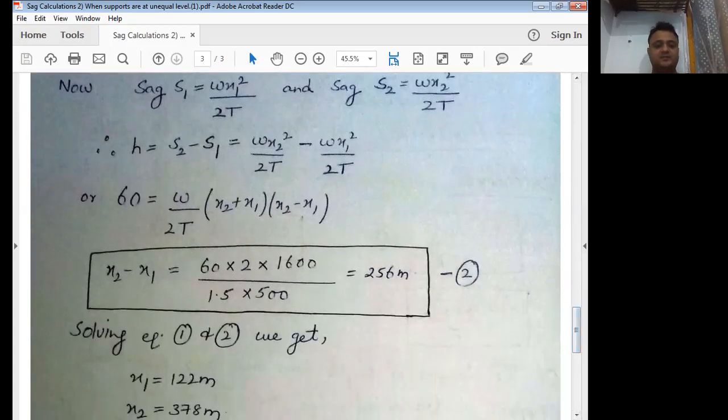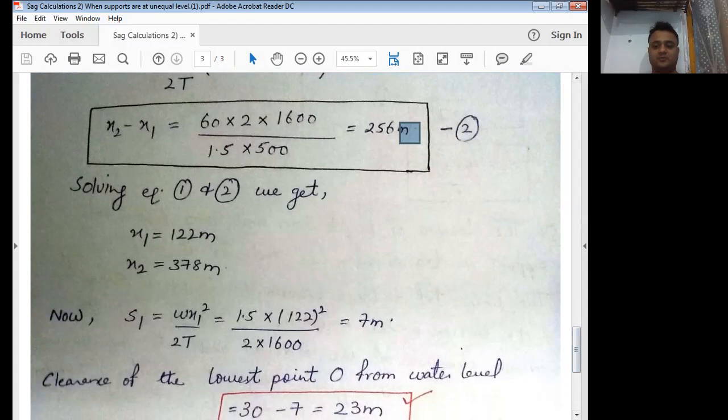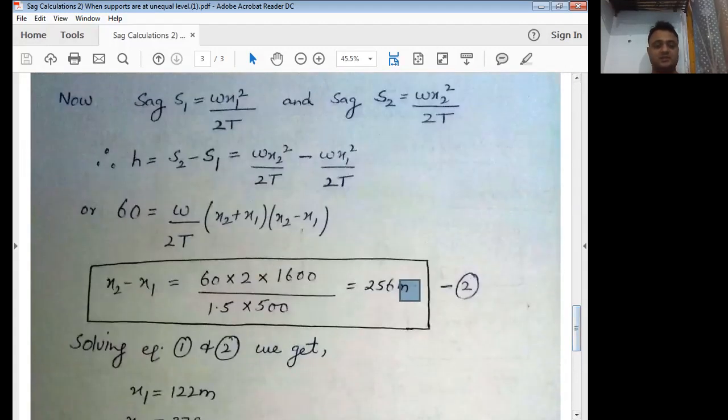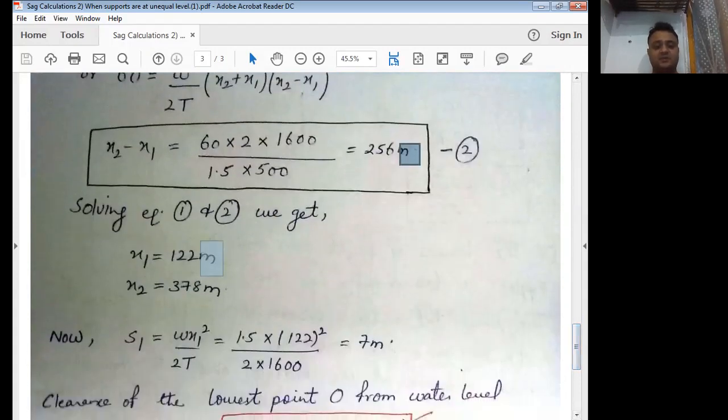So by rearranging both the equations, x2 minus x1 can be calculated. Multiply 60 by 2t; tension is given, weight of the conductor is given, x2 plus x1 is also given, so x2 minus x1 can be easily calculated. The result will be 256 meters. So solving equations 1 and 2, the first equation is x1 plus x2 equals 500. The second equation is x2 minus x1 equals 256. By solving both the equations directly in the scientific calculator, we get the value of x1 as 122 meters and x2 as 378 meters.